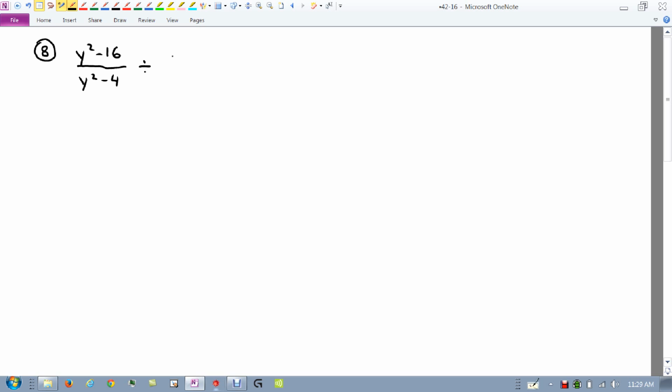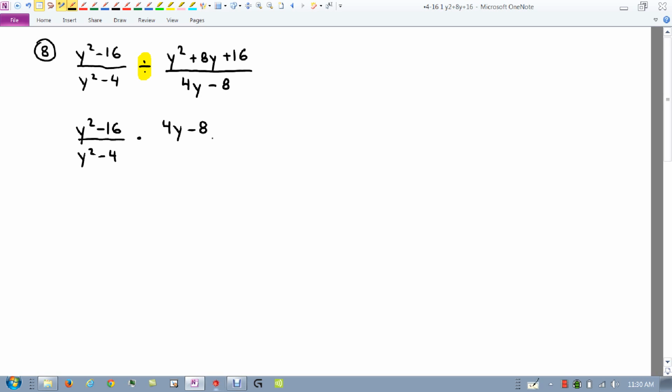Now we have division. So in this problem, you have to divide a rational expression by another one. So remember with division, right? We're going to convert division to multiplication. To do that, we leave the first rational expression alone. We flip this fraction over and we turn it into multiplication because division is equivalent to multiplication of the reciprocal. Okay, now we're back to the previous types of problems.